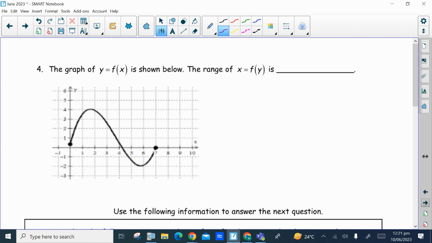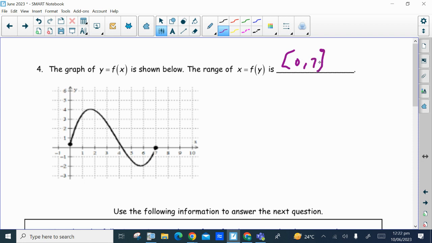The graph of f(x) is shown. What is the range of x equals f(y)? x equals f(y) is the inverse. And we learned that to get the inverse, we interchange x and y. That's how we do it with the equation, right? For a graph, we take points on the original graph and we switch the x and y values around. x is changed with y. So because of that, the domain of one will be the range of the other and vice versa. So the range of the inverse will equal the domain of the original function. The original function has a domain between 0 and 7. That'll be the range of the inverse.